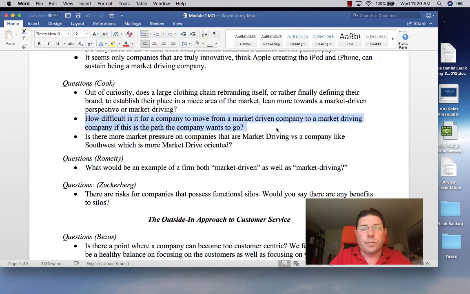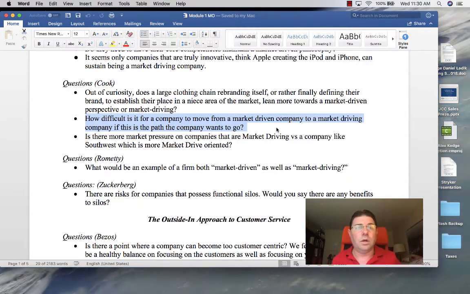How difficult is it for a company to move from market-driven to market-driving if the company wants to go there? Well, there's a lot of factors that go into this. For instance, how much competition is in the market, how much innovation is needed, how much capital expenditure. For a smaller company, it could be easy to go from market-driven to market-driving. For a bigger company like Boeing, it's going to take a while. IBM, it's going to take a while.